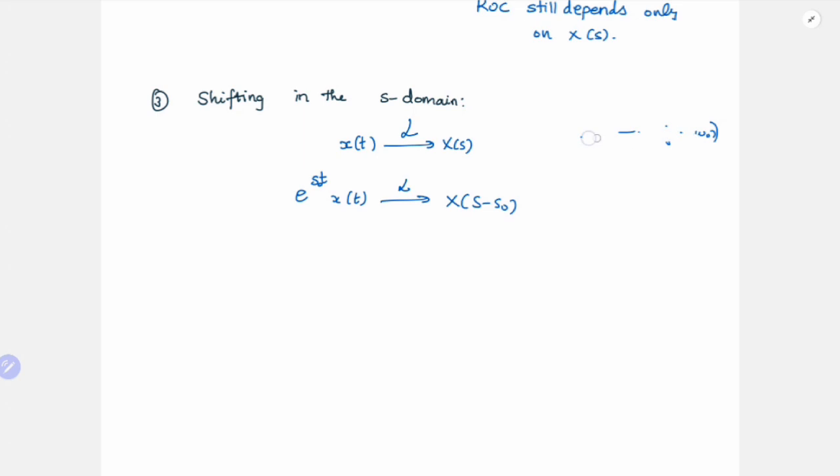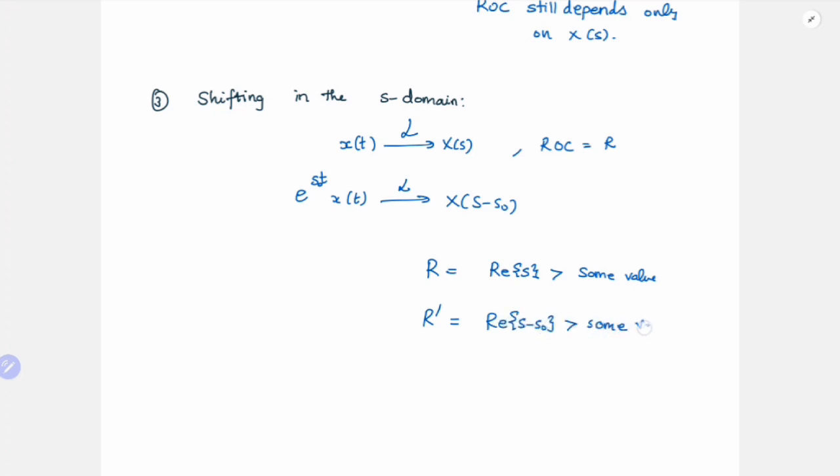But what about the region of convergence? Here let's say the region of convergence is equal to R. So R is nothing but real of s greater than some value. Now my new R prime for this will be nothing but real of s minus s naught greater than some value, right? Because it is the same x of s, with s replaced with s minus s naught.